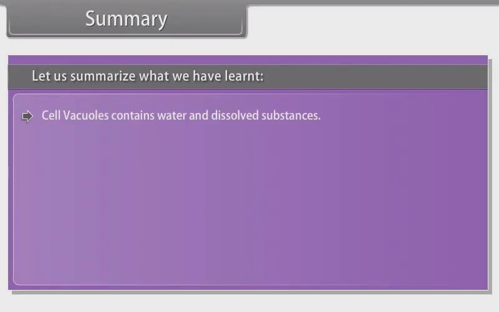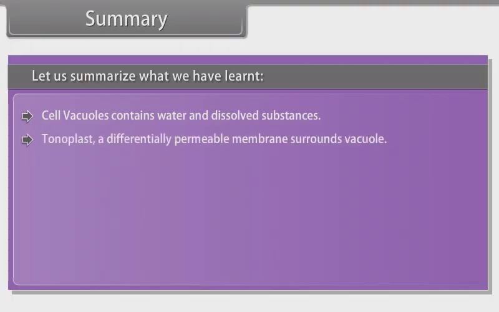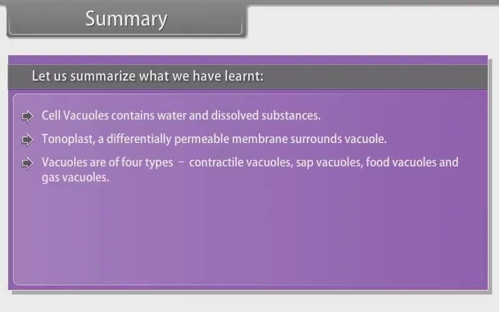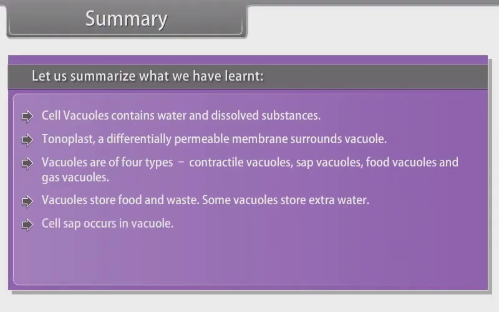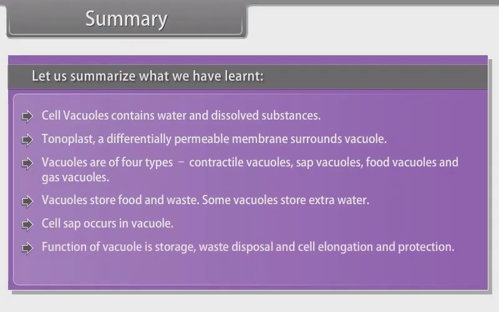Cell vacuoles contain water and dissolved substances. The tonoplast, a differentially permeable membrane, surrounds the vacuole. Vacuoles are of four types: contractile vacuoles, sap vacuoles, food vacuoles, and gas vacuoles. Vacuoles store food and waste. Some vacuoles store extra water. Cell sap occurs in the vacuole. The function of the vacuole is storage, waste disposal, and cell elongation and protection.